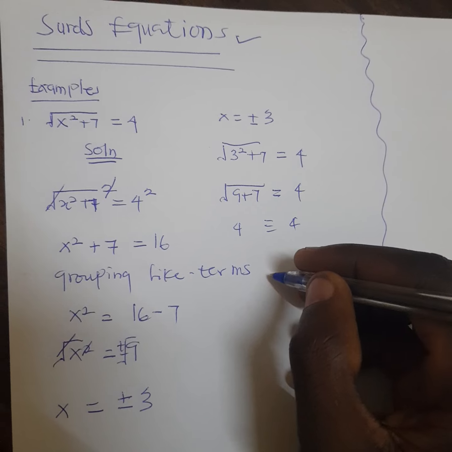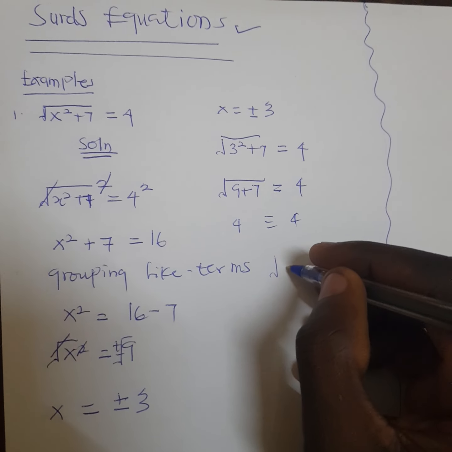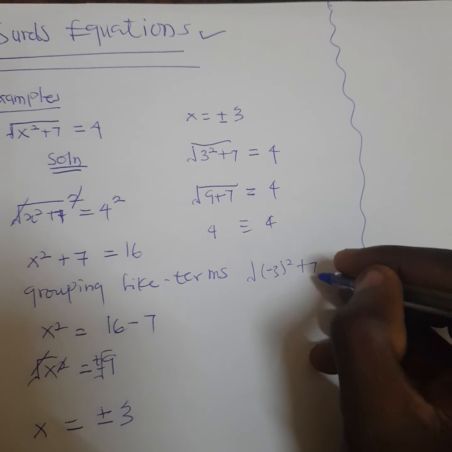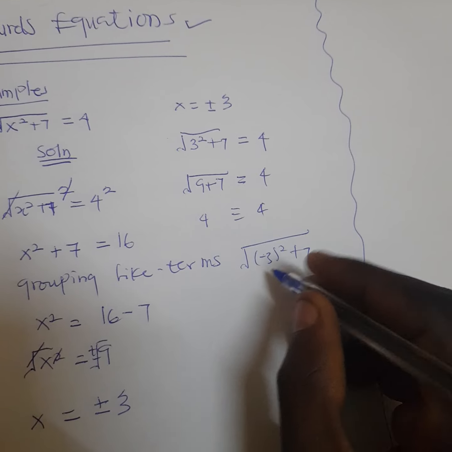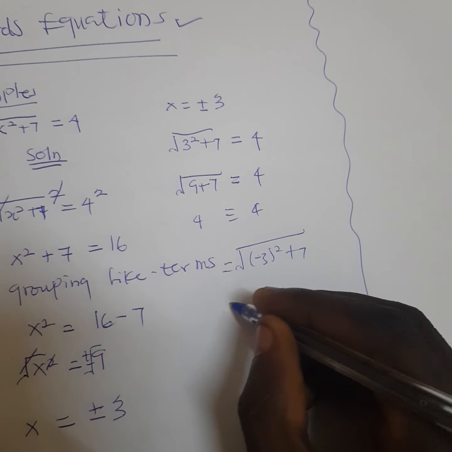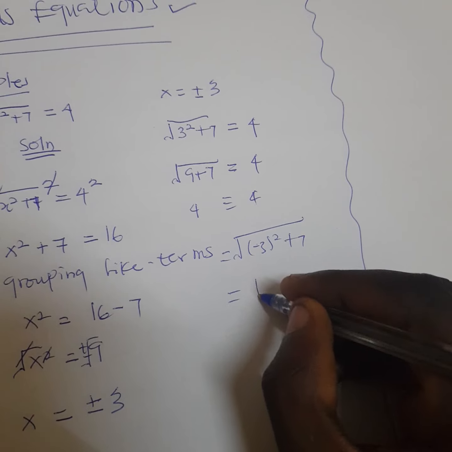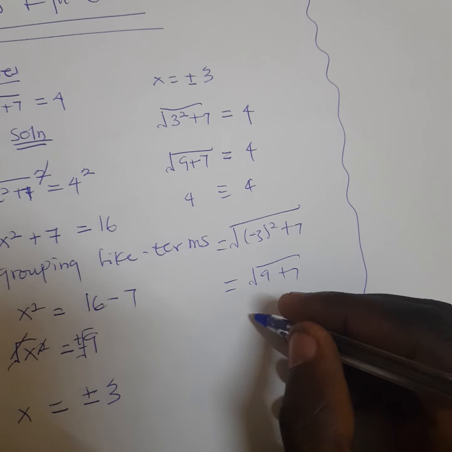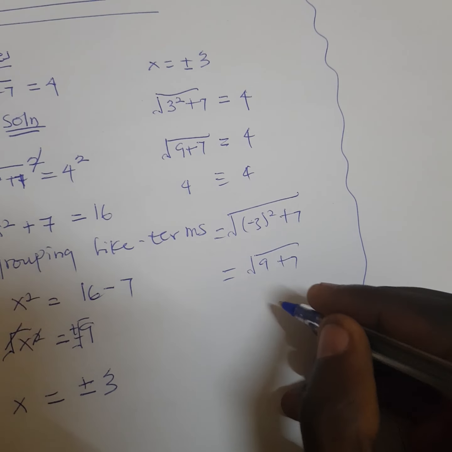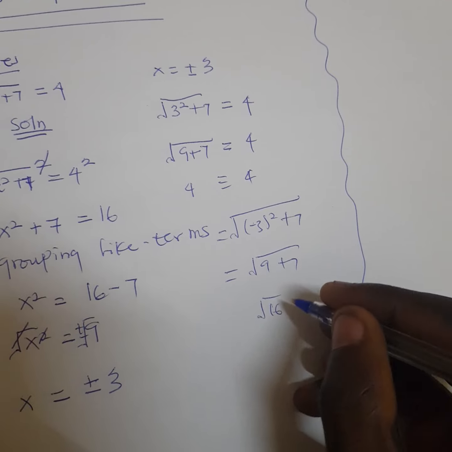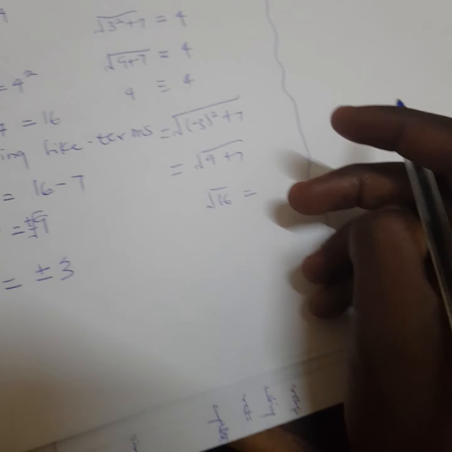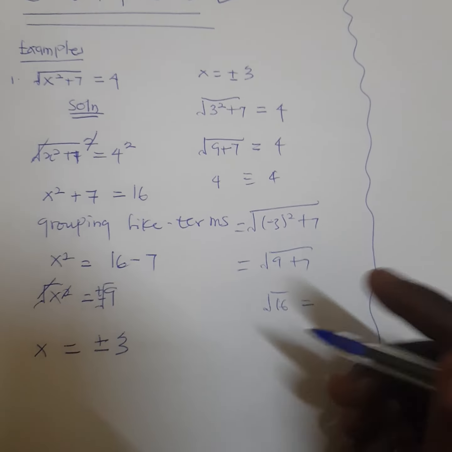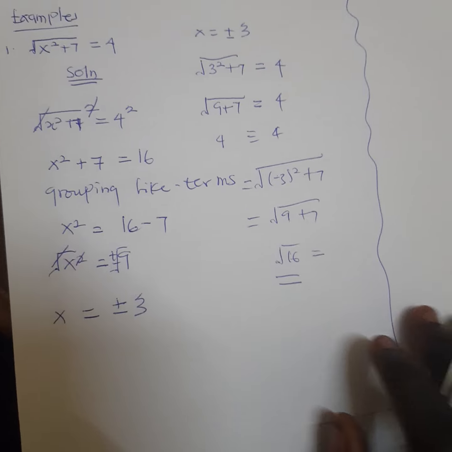Now if you pick minus 3, it will be root of minus 3 squared plus 7, and this will give us root of 9 plus 7. This will still give us the same root of 16, which is 4. So our answers to the equation, the two answers, are all correct.